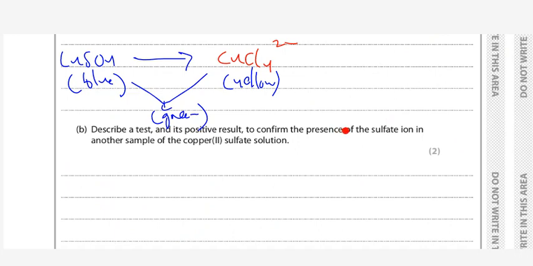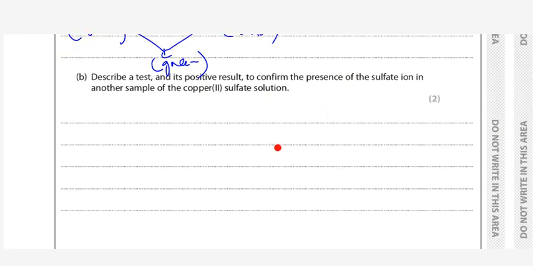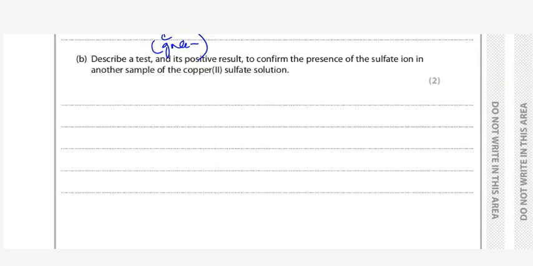Describe a test and its positive result to confirm the presence of sulfate ion in the sample of copper 2 sulfate. You add barium nitrate acidified with nitric acid. Get a white precipitate of barium sulfate. Or you can use barium chloride acidified with hydrochloric acid. Get a white precipitate of barium sulfate.